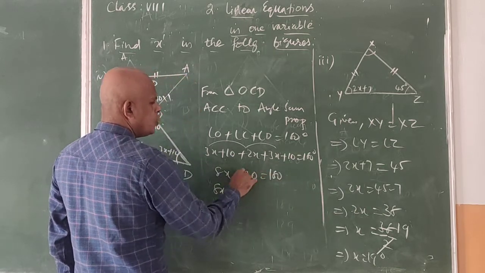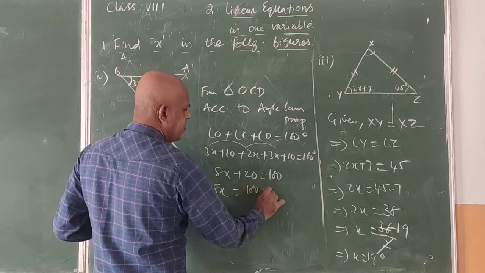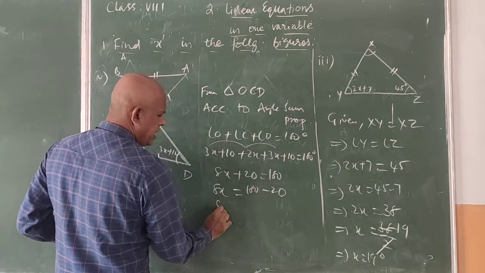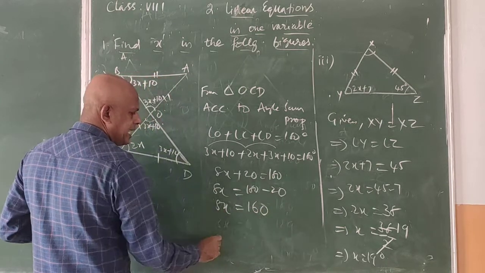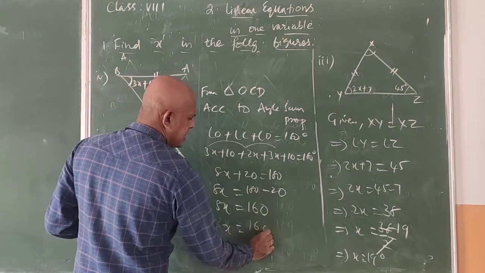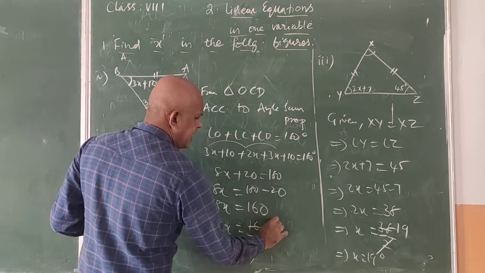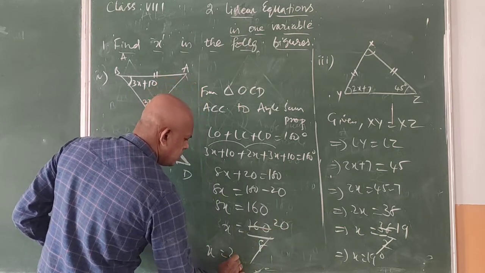So 8x plus 20 is equal to 180. Transferring 20 to the right side, it becomes minus 20. So 8x is equal to 180 minus 20, which is 160. Transferring 8 to the right side, it comes to the division part. So x is equal to 160 by 8. 8 twos are 16, so x is equal to 20 degrees.